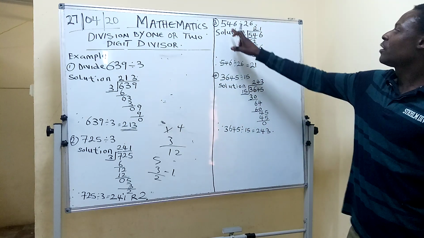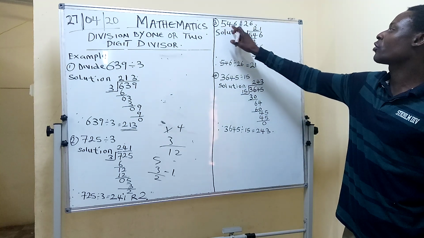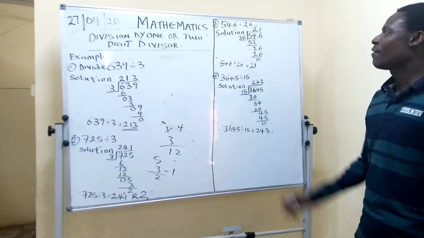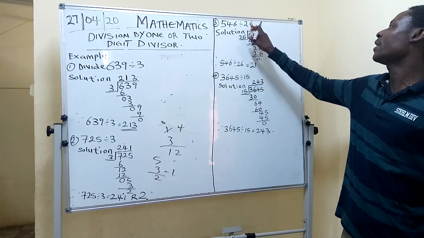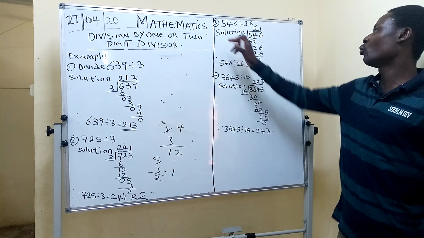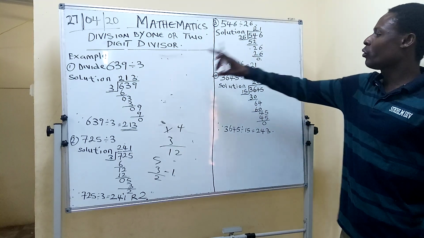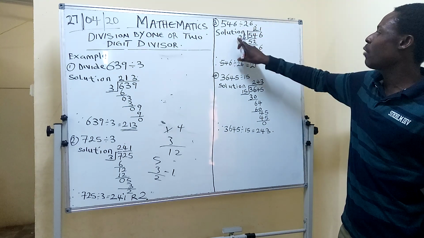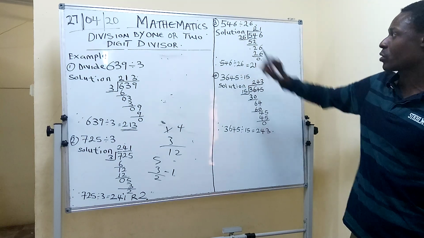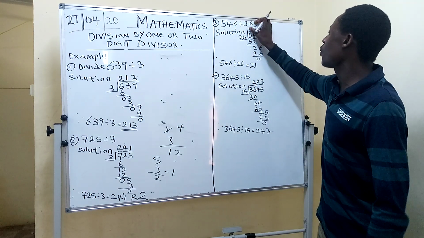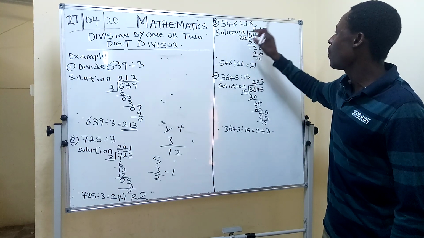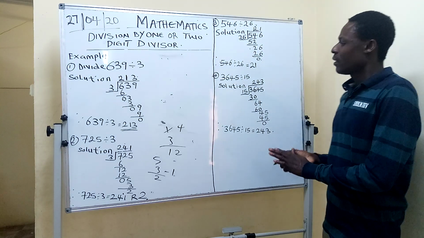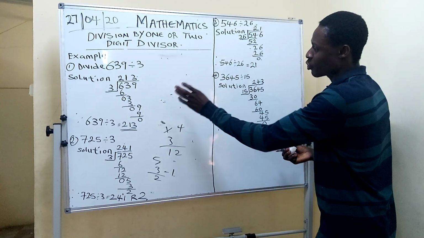Now, the question here is 546 divided by 26. Solution. I told you here that the biggest number will be right inside the box, while the small number will be right beside the box. Our 2-digit number will be written beside the box, while the biggest number goes inside the box. Now, again, I want you to look at something here.